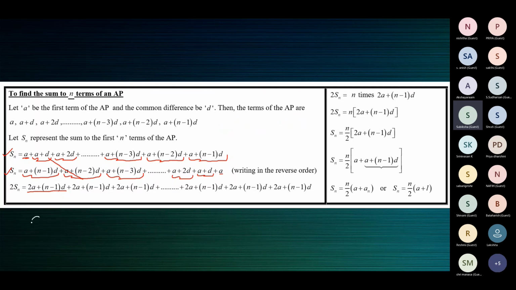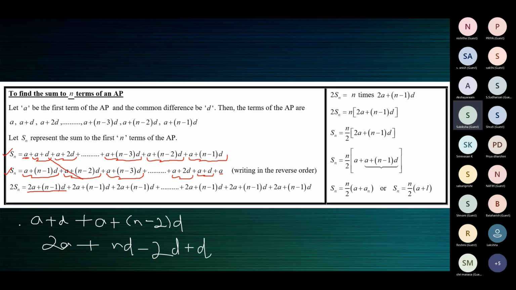Okay, the second term in the first row is A plus D. The second term in the second row is A plus n minus 2 into D. Now we need to add. A and A makes 2A, plus nD minus 2D, plus D. I forgot to write this D, so I'll write it here.